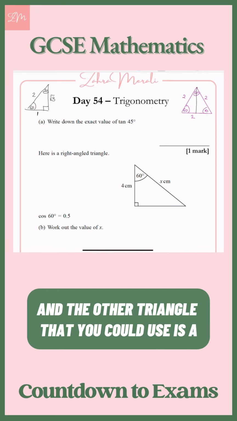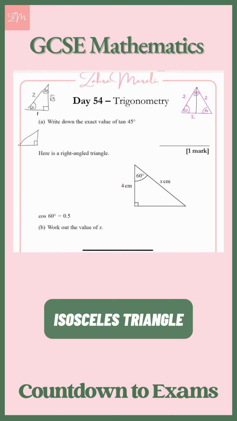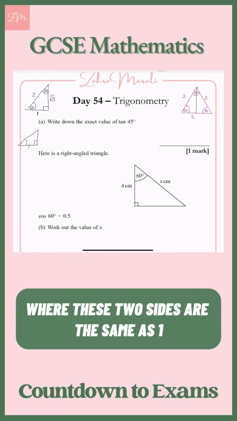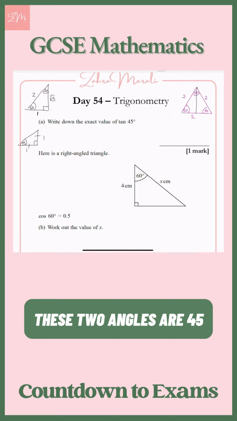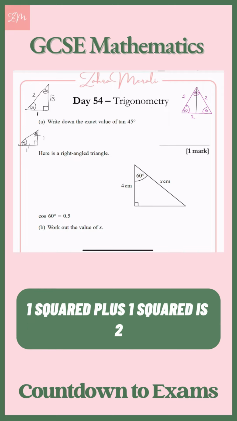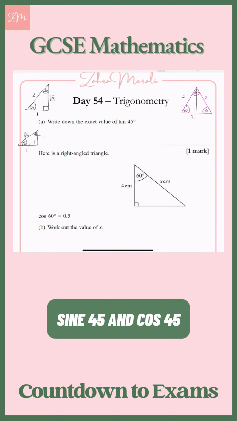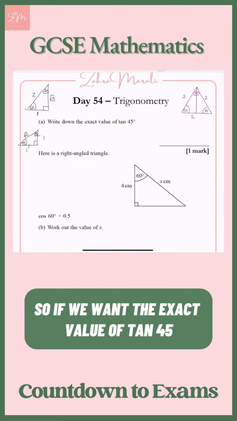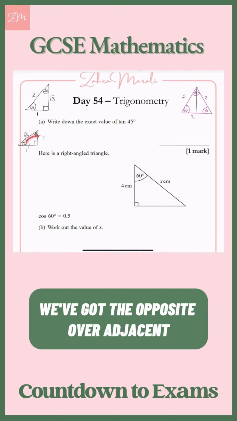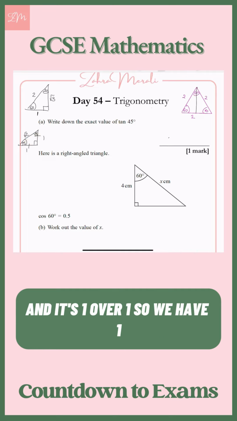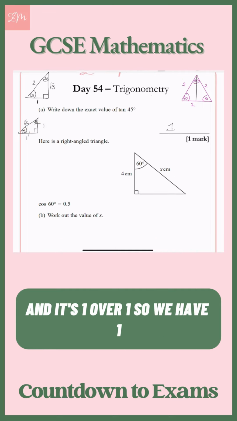And the other triangle that you could use is an isosceles triangle, where these two sides are the same, as 1. These two angles are 45. 1 squared plus 1 squared is 2, so that's root 2. And there you can do tan 45, sine 45, and cos 45. So if we want the exact value of tan 45, we've got the opposite over adjacent, and it's 1 over 1, so we have 1.